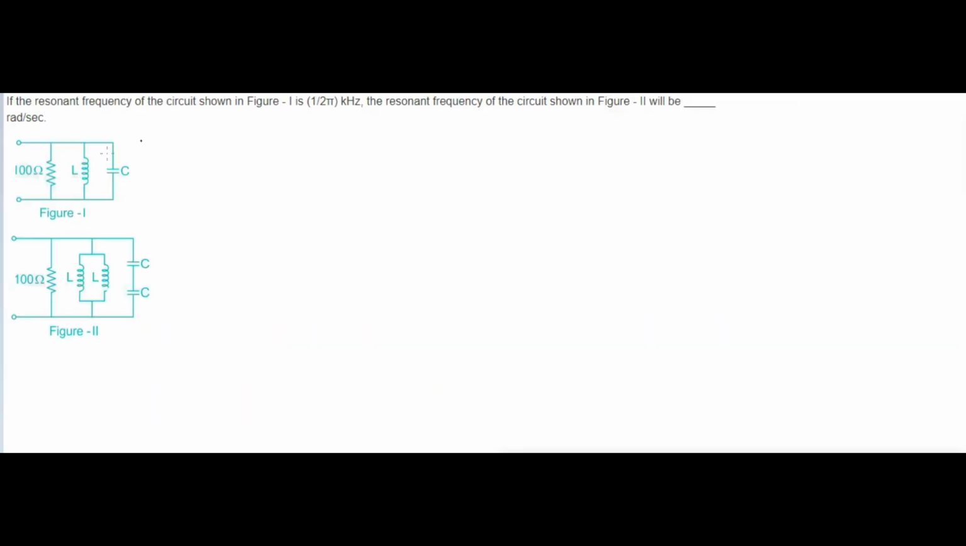The next question is going to be simple. The resonance frequency of the first circuit, they have given us as 1 by 2 pi kilohertz. They have asked for the resonance frequency of the second circuit, that means for figure 2.